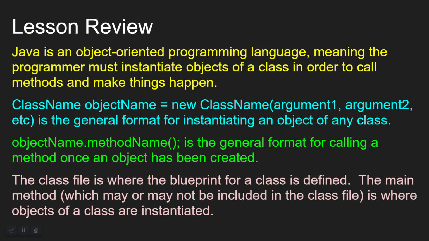All right, well, it's lesson review time, my friends. Java is an object-oriented programming language, meaning that the programmer must instantiate objects of a class in order to call methods and make things happen.